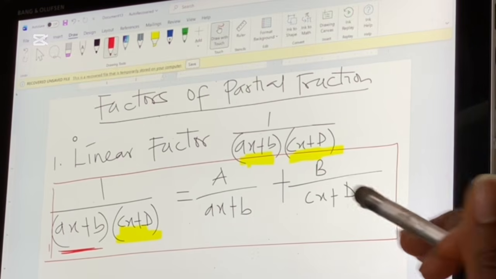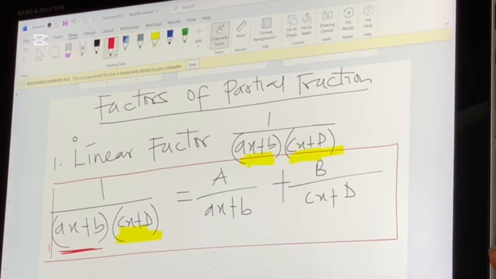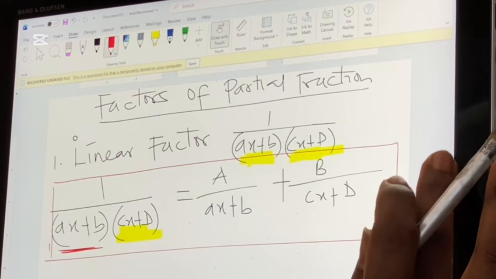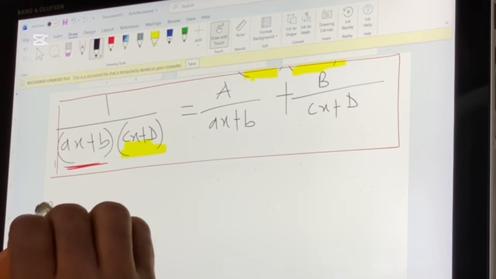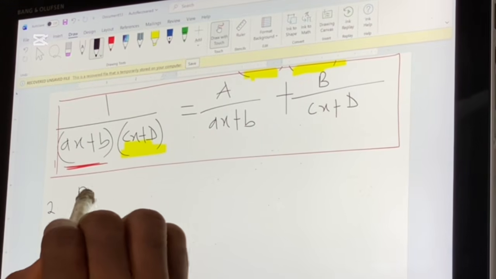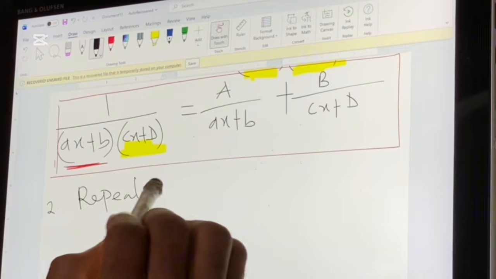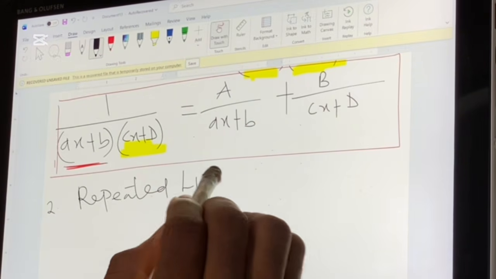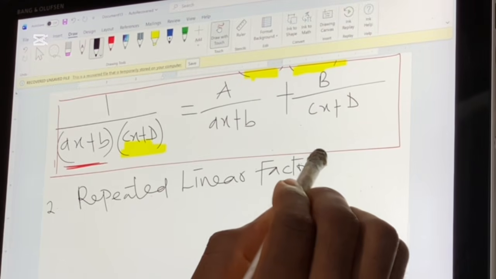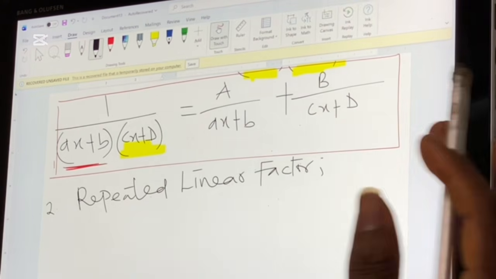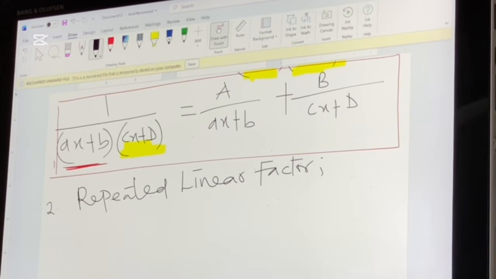Okay, so let's consider the next factor, repeated linear factor. Now, of course, this particular question here is on linear, okay? But this one here is repeated. So when do we say that a linear factor is repeated?